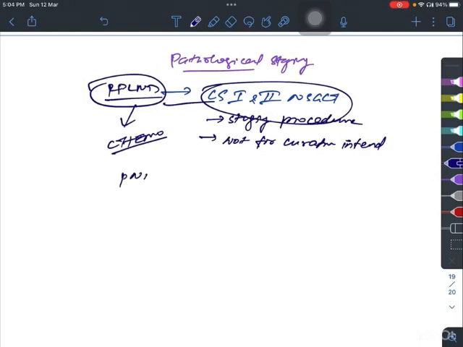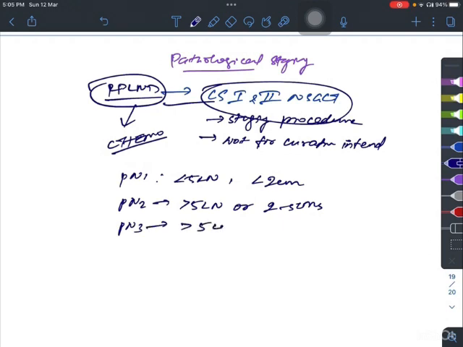Pathological N1 is less than 5 lymph nodes, and these lymph nodes are less than 2 cm. Pathological N2 is more than 5 lymph nodes, or if the lymph nodes are between 2 to 5 centimeters. Pathological N3 is when the lymph nodes are more than 5 centimeters. This pathological staging of nodes is not done for post-chemotherapy RPLND.